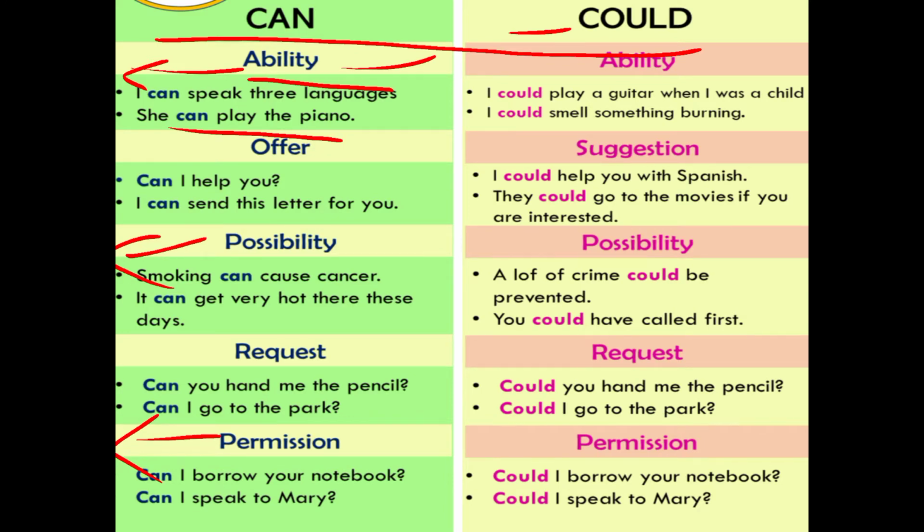Now you have to see here: I could play a guitar when I was a child. It means that the ability was in the past, not now. जब वो छोटा बच्चा था, उस टाइम पे वो क्या कर सकता था, that he could play the guitar, so he knew very well at that time. Now next, you see: I could smell something burning.